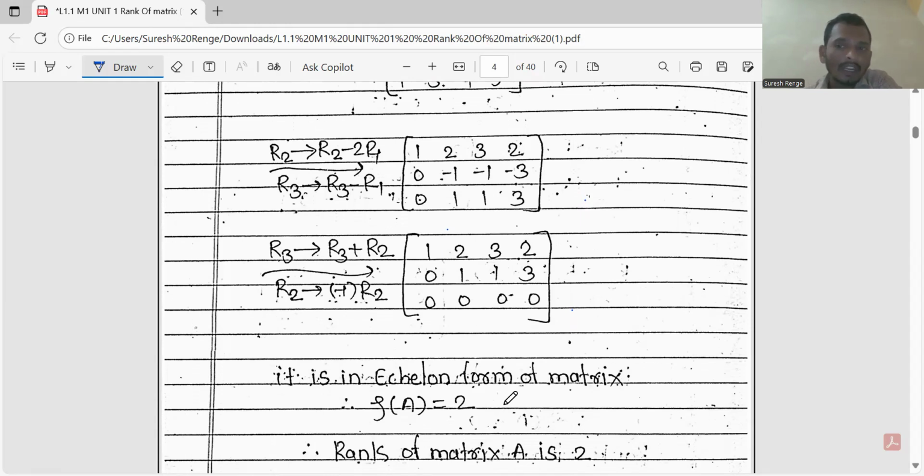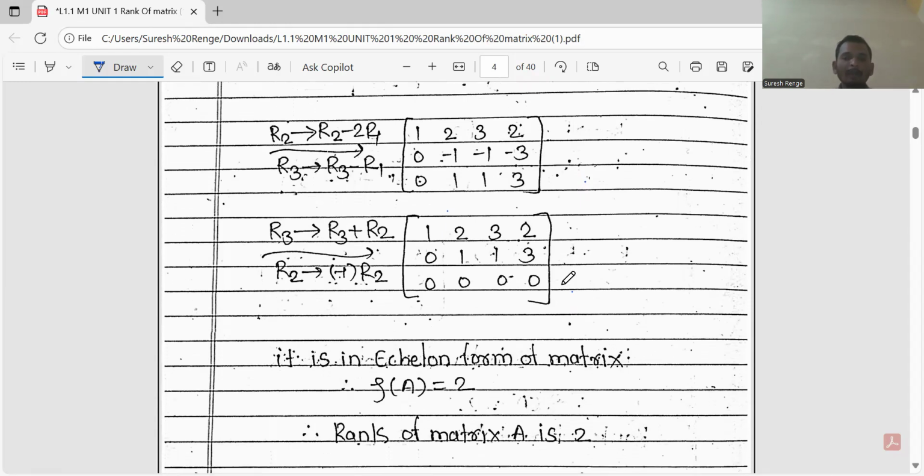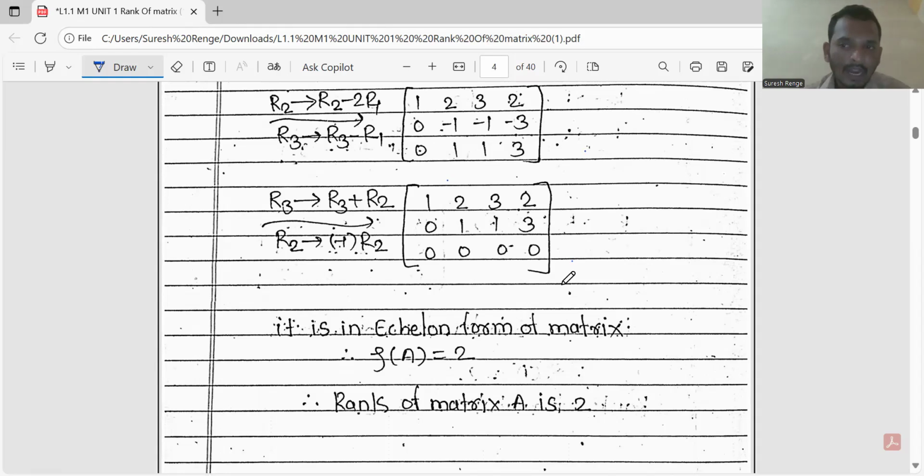What does rank of a matrix mean? The number of non-zero rows of the matrix, if the matrix is in echelon form. It is a matrix in echelon form. Therefore, the rank of this matrix is equal to 2. Now we are stopping here. The remaining questions we will discuss next.